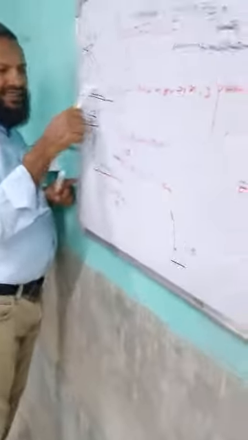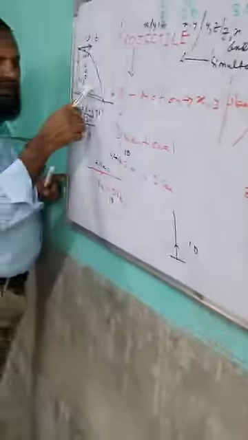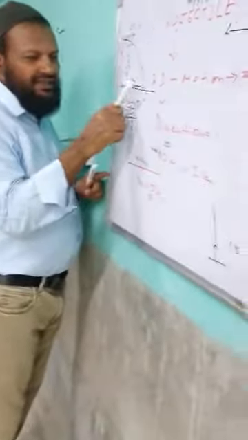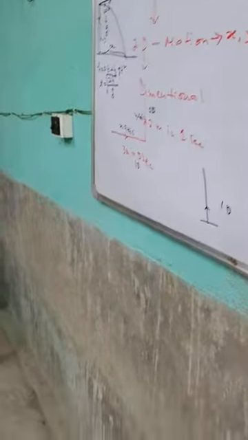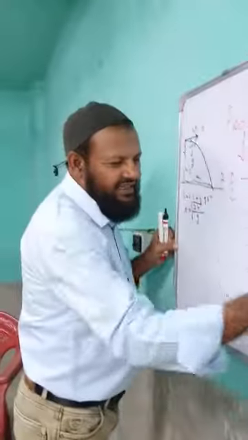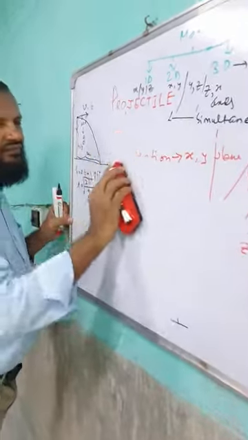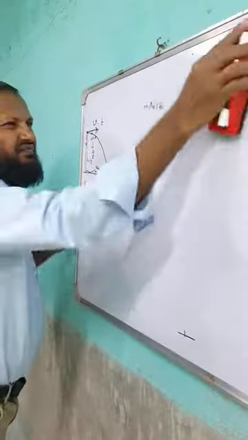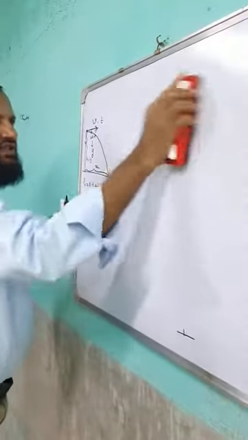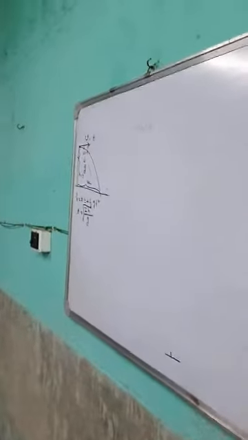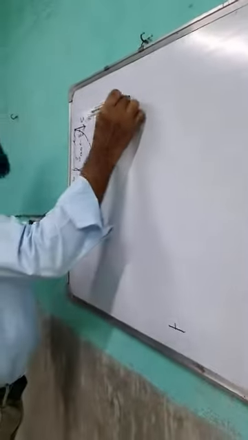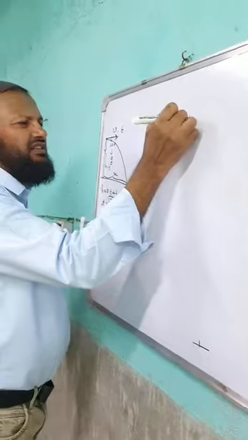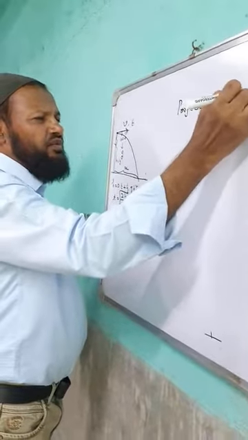What is x-axis? Displacement along x-axis. What is this? X-axis displacement. Please write down. I am deleting. Just please see here. Projectile is a 2D motion.